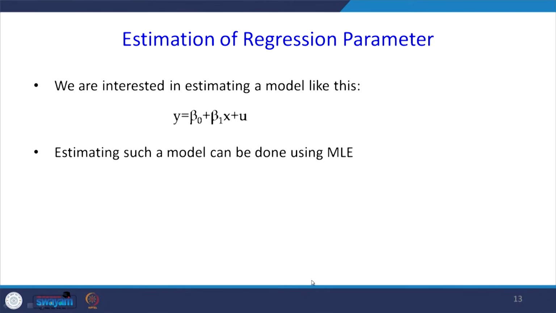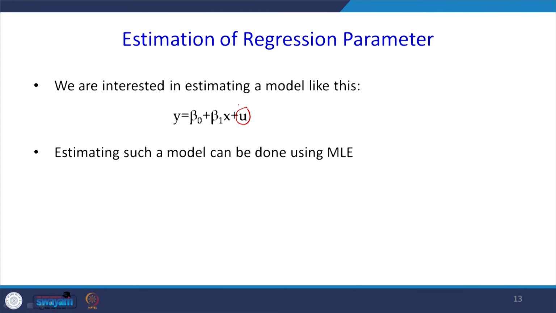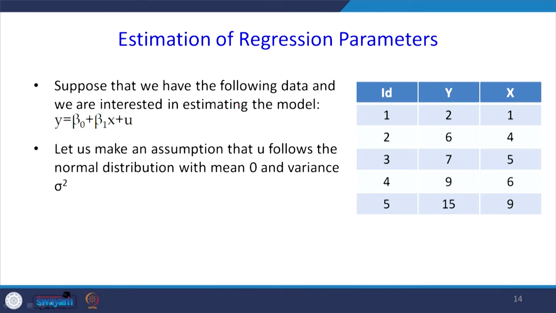Now, we will estimate the parameters of a regression equation. We are interested in estimating a model like this, where y equals beta 0 plus beta 1 x1 plus u. This u is the error term. Estimating such a model can be done using maximum likelihood estimation. Suppose that we have the following data, where x is the given independent variable and y is the given dependent variable. We are interested in estimating the population parameters beta 0 and beta 1.